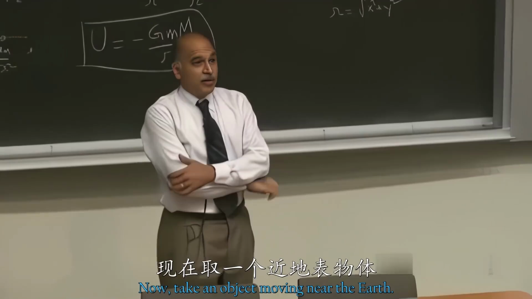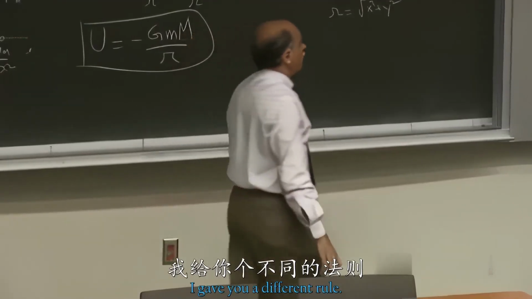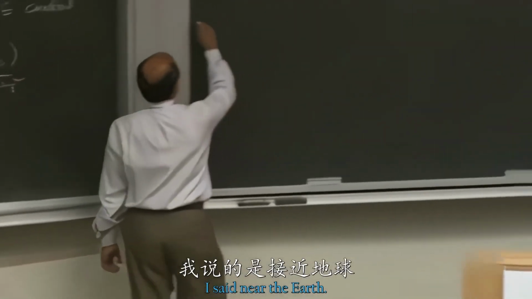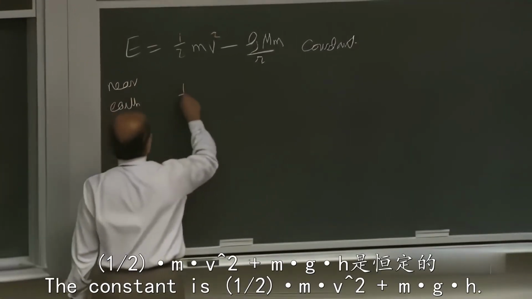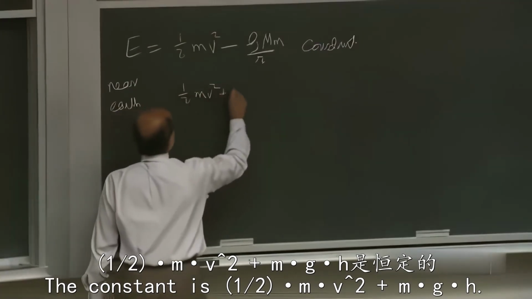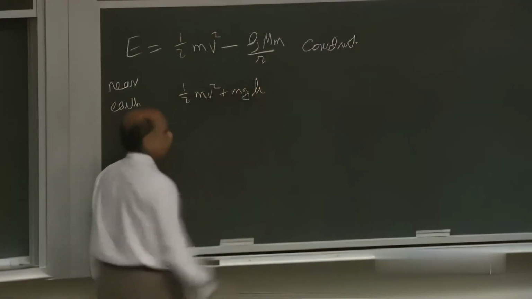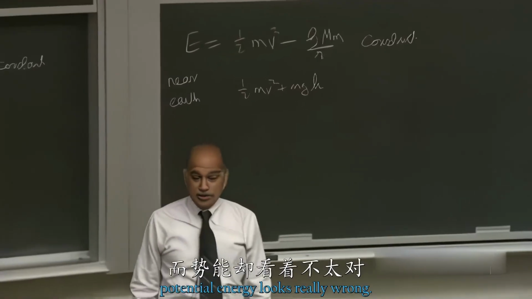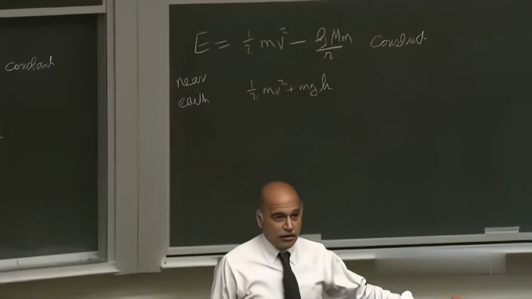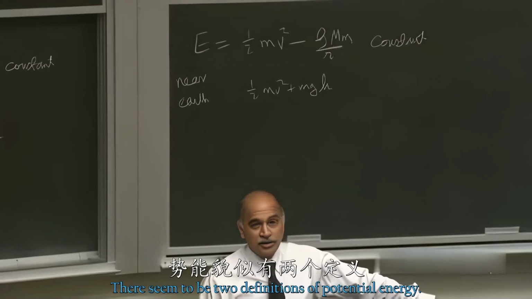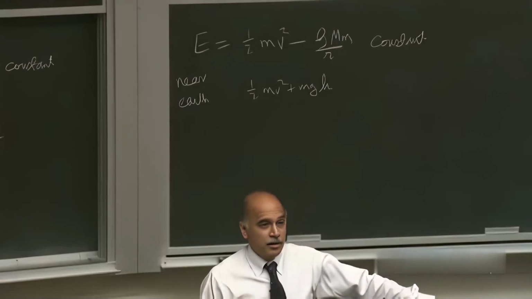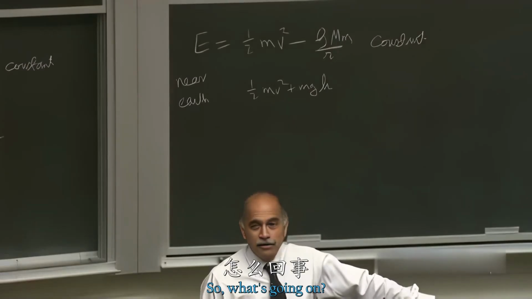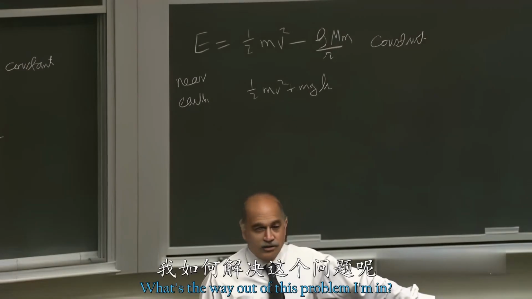Now take an object moving near the Earth. I gave you a different rule. I said near the Earth. What did I say the rule was? The constant is 1/2 mv squared plus mgh. Kinetic energy looks right. Potential energy looks really wrong. There seem to be two definitions of potential energy. They don't even agree in sign. So what's going on? What's the way out of this problem I am in?